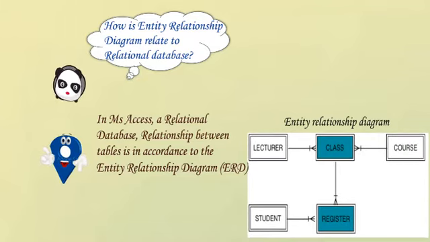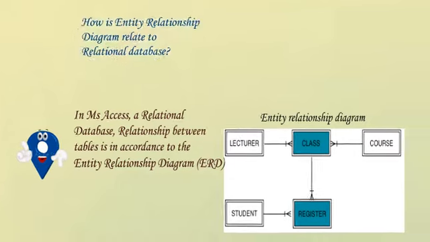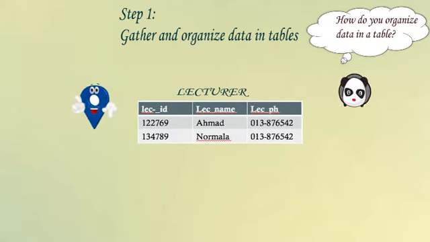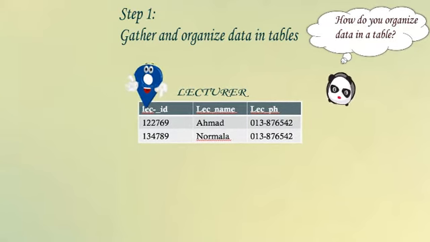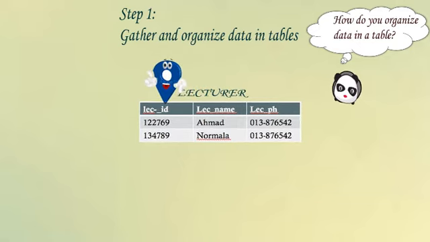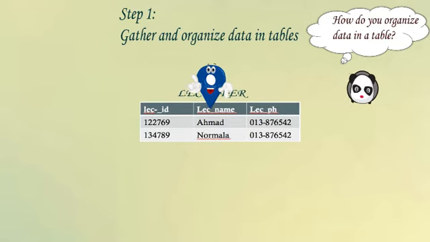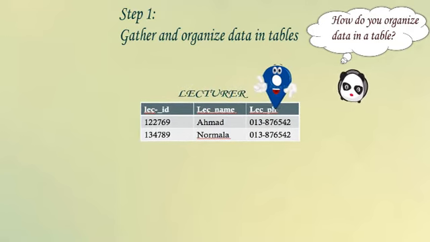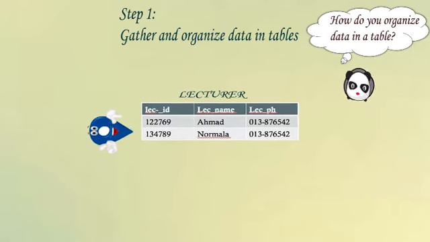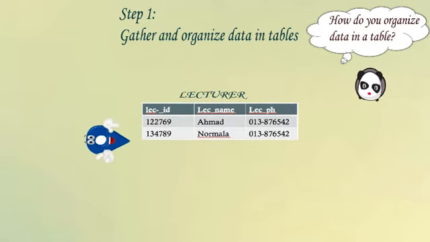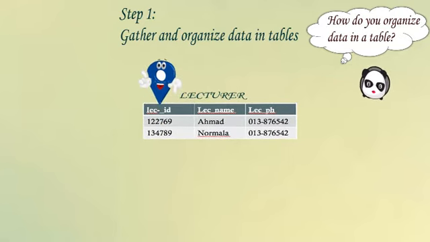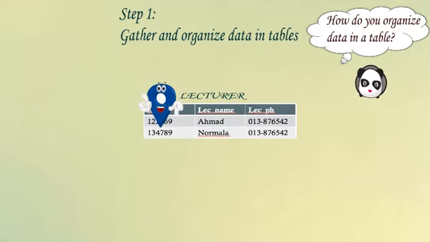So how do you organize data in a table? Okay, first you need to know your table. Each table represents an entity. In this table, lecturer is the entity. These are all the fields for the lecturer's table. The fields contain all information about the entity, lecturer. Each row in the table represents a record. A record contains all information on each lecturer. The first column normally is the primary key. A primary key must be unique, because each record is referred to or identified by the primary key.